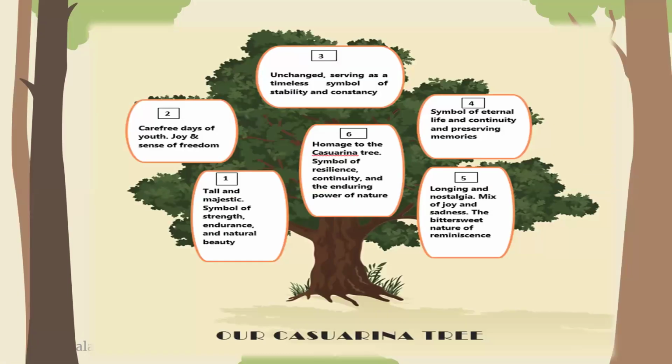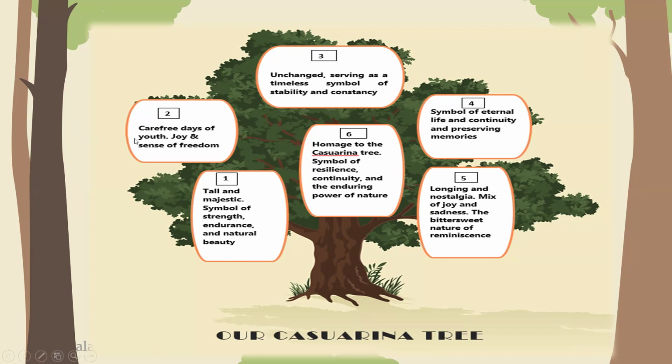Let's go with the mind map. Stanza 1 begins with a vivid description of the Casuarina tree, standing tall and majestic against the sky. The first stanza talks about the majestic appearance of the Casuarina tree. Also, the tree is portrayed as the symbol of strength and beauty in nature.